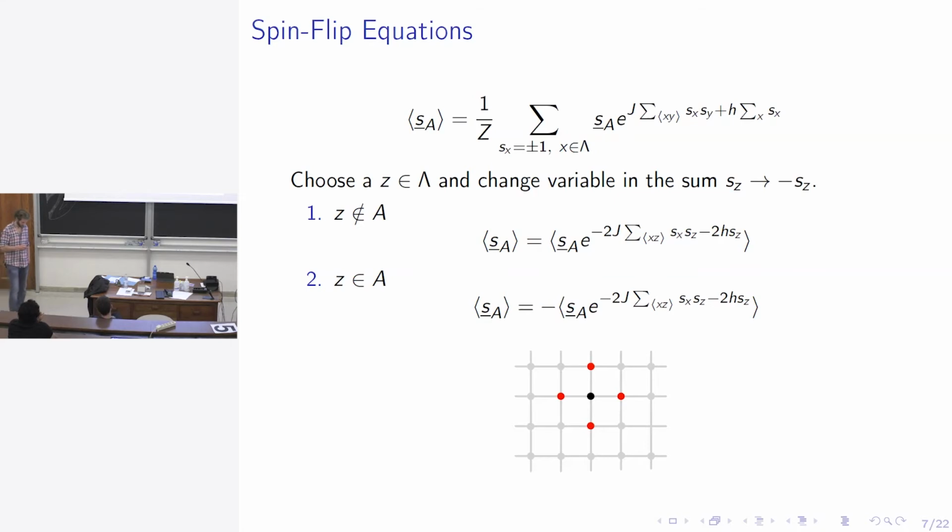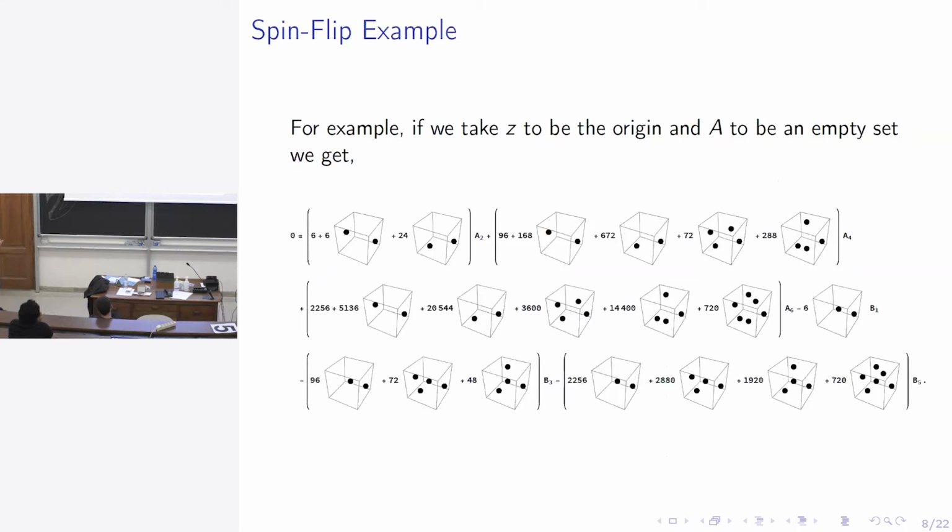Okay, thank you. So this is an example of a spin flip equation. I think this is what you get if you start in 3D. This is a cubic lattice, and you start with A being the empty set. We put z at the origin, and we get this constraint with A and B, which are some functions of J. This is at h equals 0, and this is maybe not so intuitive a constraint that one gets. This has to vanish.